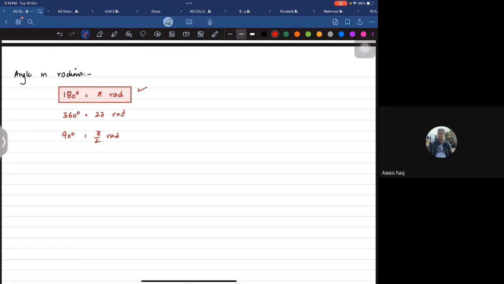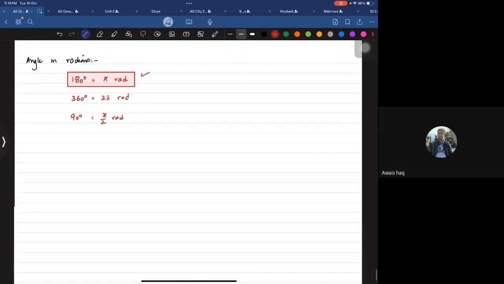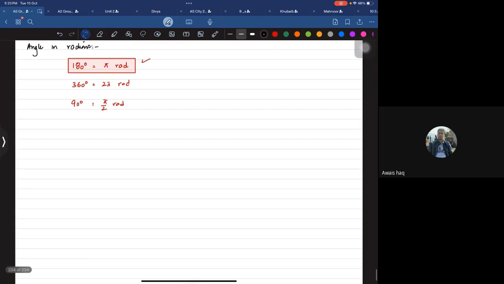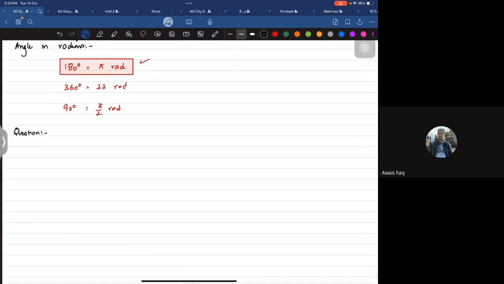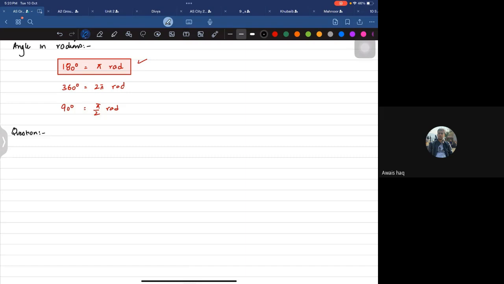Okay, so now we're going to look at one of these types of questions. For example, right here, it says a wave is leading by a phase.